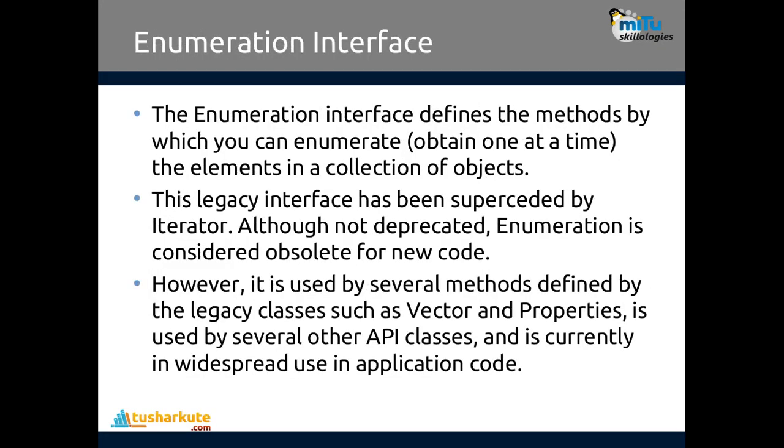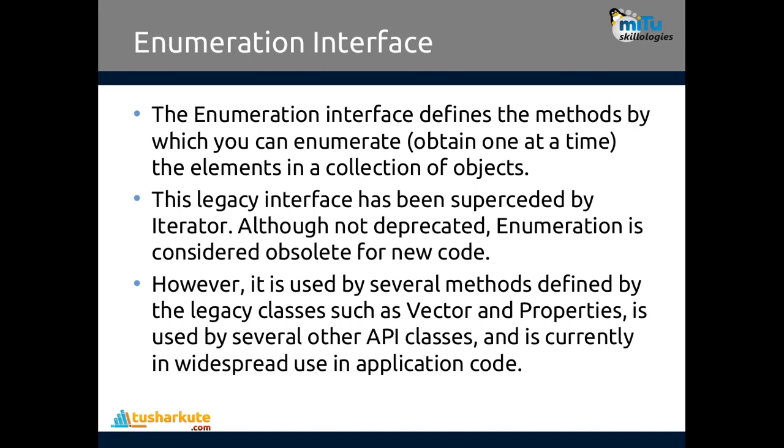Okay, and the fourth and last interface, that is the enumeration interface. The enumeration interface defines the method by which you can enumerate, that is obtaining one element at a time, the elements in the collection of objects. This legacy interface has been superseded by iterator. Iterator and enumerator, they are almost working in the same direction, but enumerator is now deprecated.